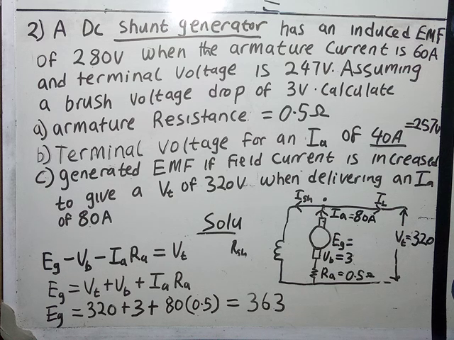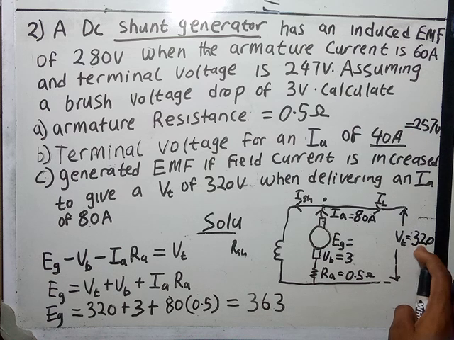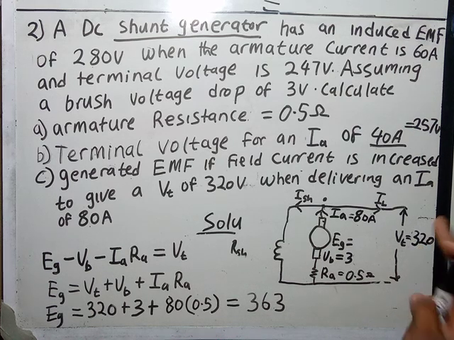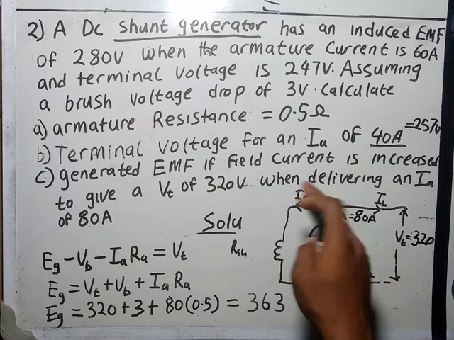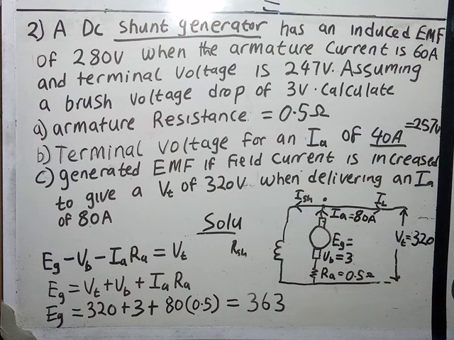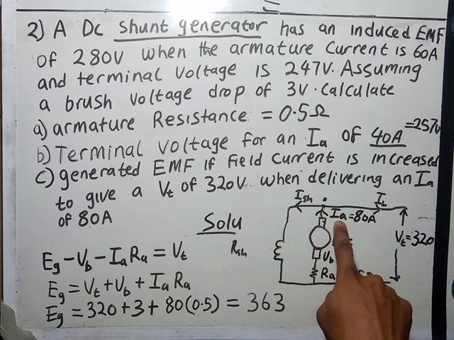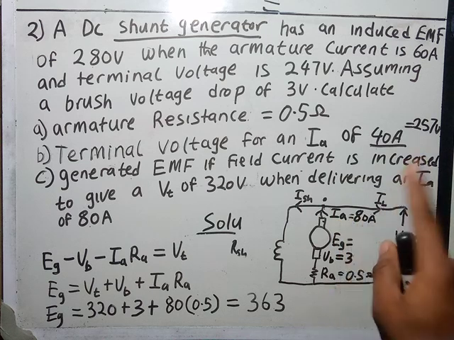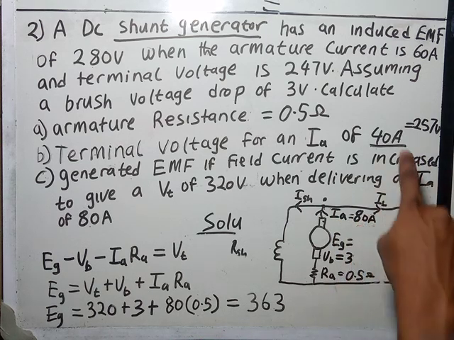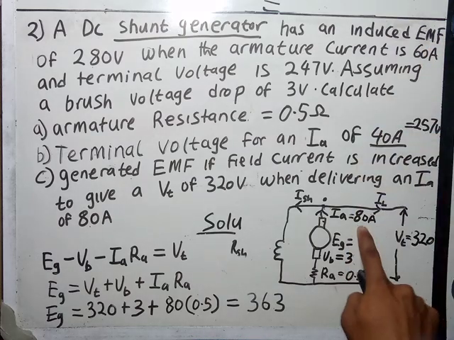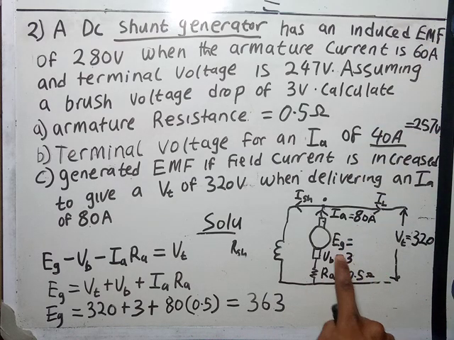And we have our value to be 363. So this is the answer we will get. So when our terminal voltage increased due to some change in the field current, but we don't know the value, and our armature current also increased to 80. It was no longer 40 or 60, it was now 80. So that caused our EG to now change to this value.